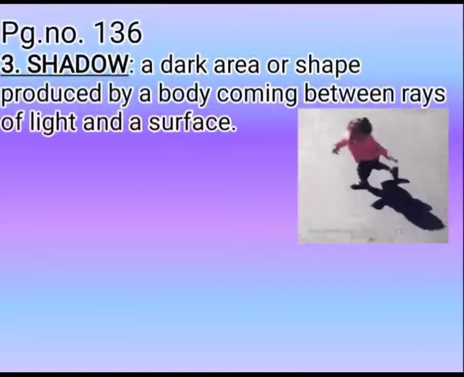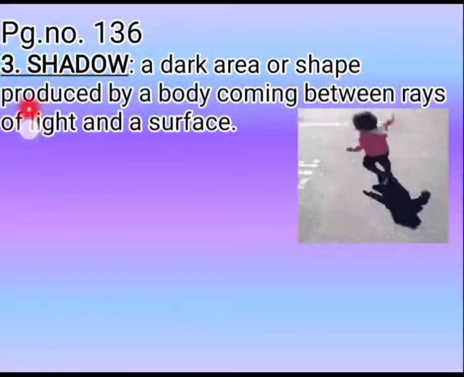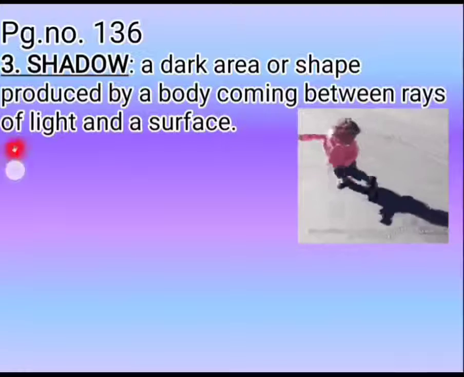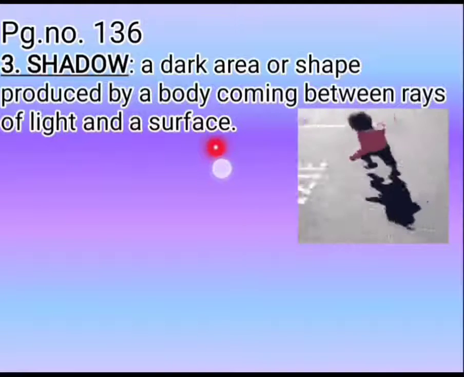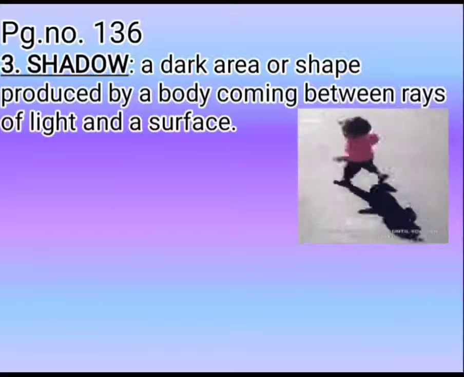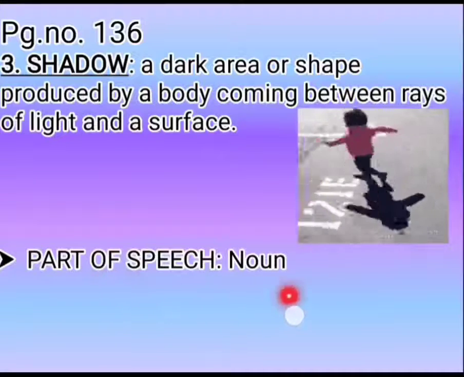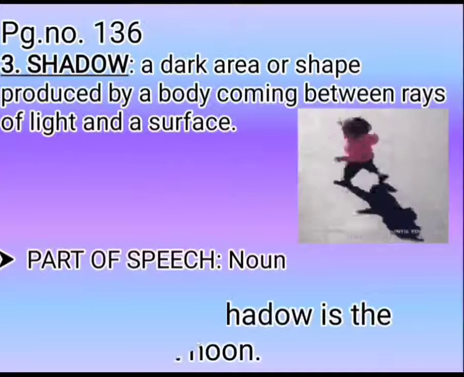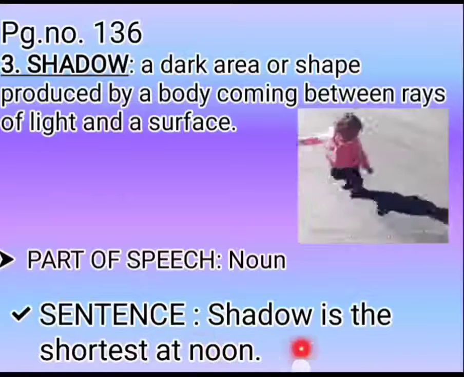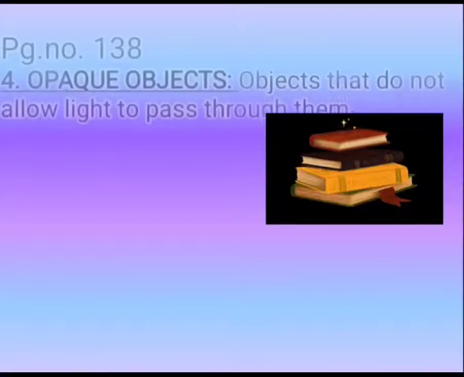Moving to the next word. Shadow, meaning a dark area or shape produced by a body coming between rays of light and a surface. Shadow is a noun. Sentence: shadow is the shortest at noon.